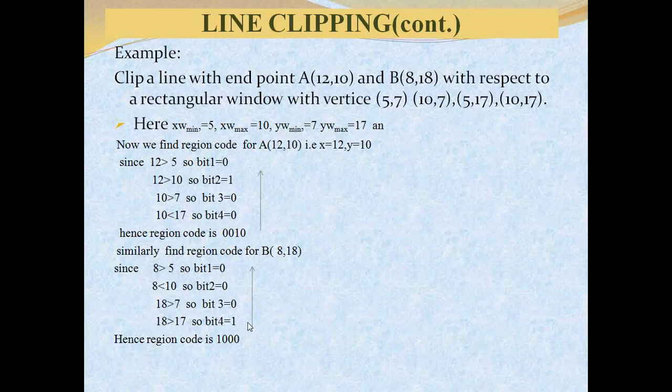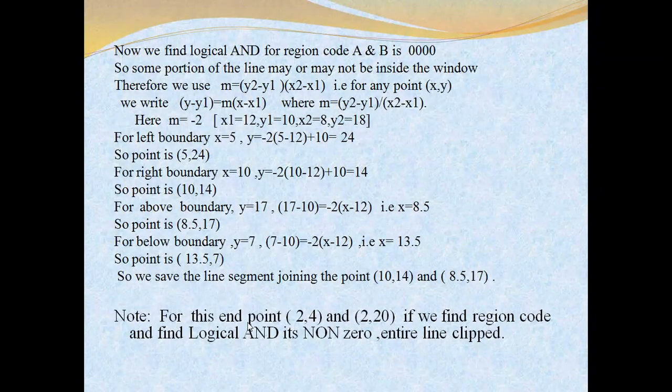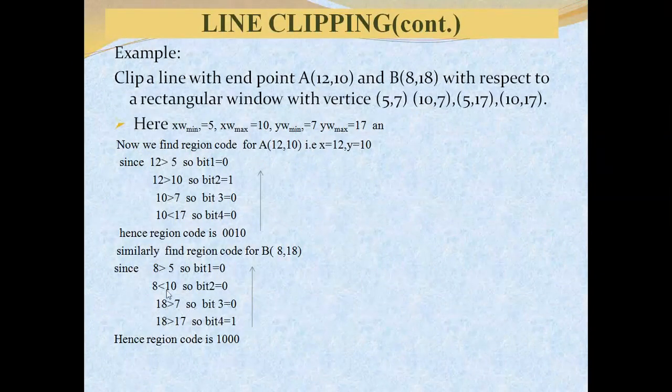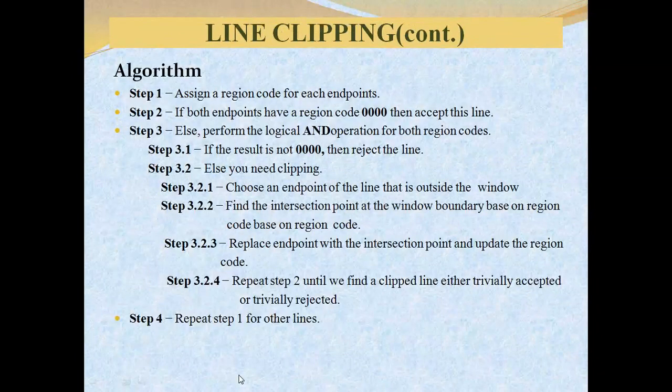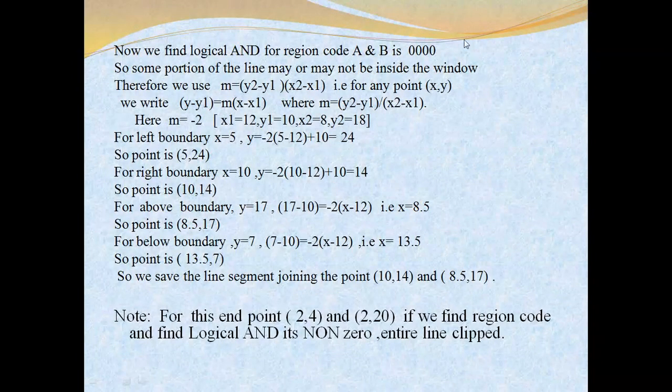Next we perform the AND operation between the A and B region codes. We check the AND operation of 0010 and 1000. After this logical AND operation, for this 4-digit region code, it must be 0000. So some portion of the line may or may not be inside the window. We need to clip the line.